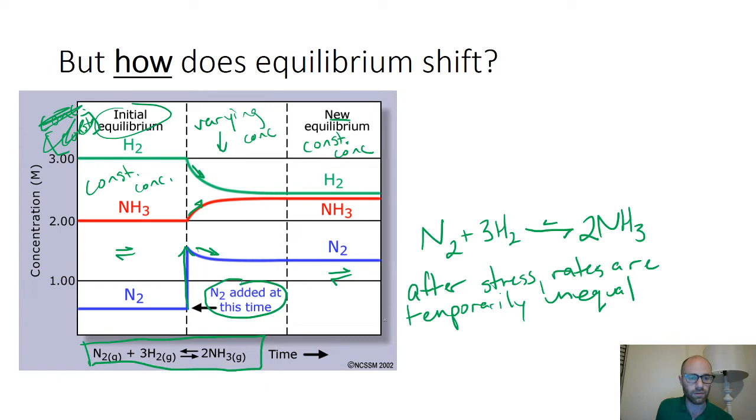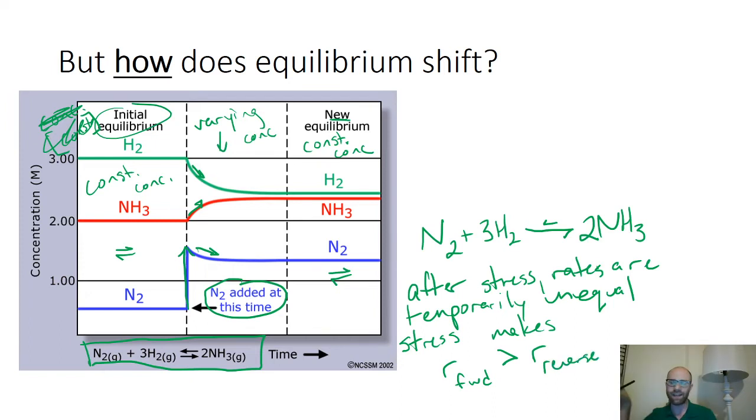Why are they unequal, though? Well, we increase the concentration of nitrogen. And we know that concentration can have an effect on rate. We learned that two lessons ago, where an increase in concentration increases the rate, but that's only for the reactants of a process. Reactants determine the rate, right? When N2 and H2 need to react, the amount of NH3 that's present doesn't affect how easily the N2 and H2 react. The only things that impact how N2 and H2 react are N2 and H2. So what happens is this increase in nitrogen stress makes rate forward greater than rate reverse.